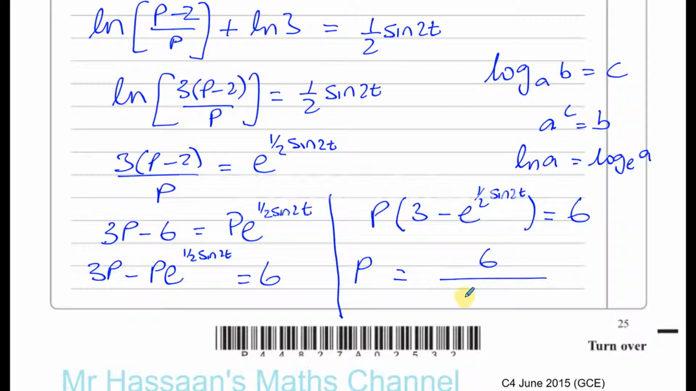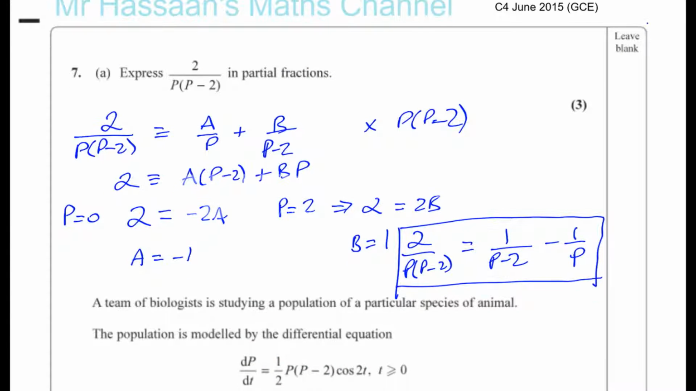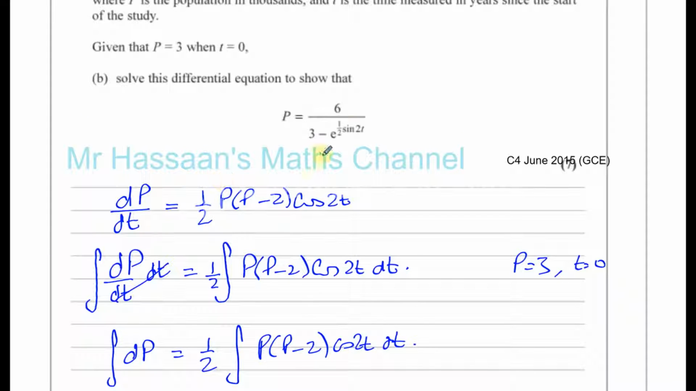So you've got 6 over 3 minus e to the power of a half sine 2t. And there we have the answer which we had to show. And if you look here, that's exactly what we had to show: 6 over 3 minus e to the power of a half sine 2t.